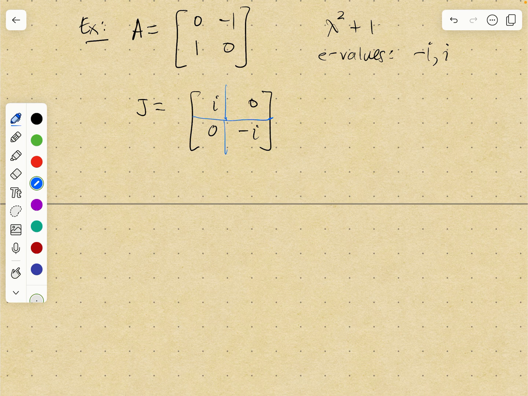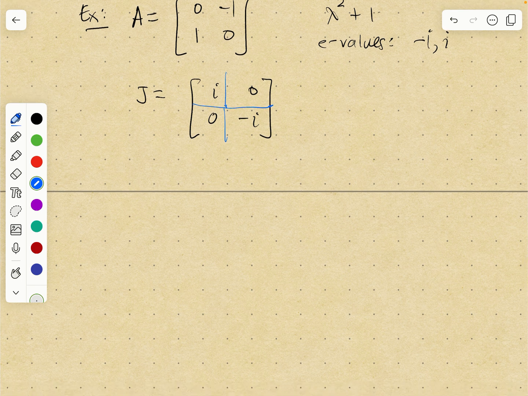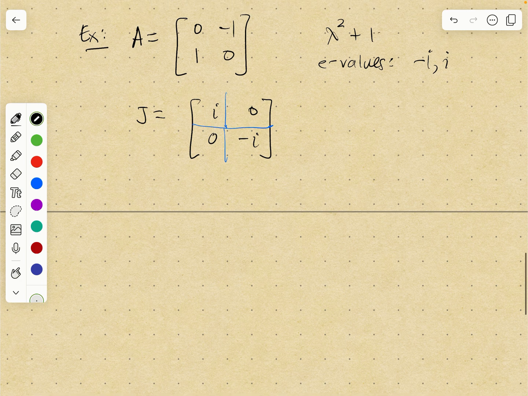Okay, but I didn't define what a Jordan block is. But if you read the statement of the Jordan form and you read about Jordan blocks, you'll see that this matrix has 2 Jordan blocks. Anyway, so that's J, and then what's P? Well, since J is diagonal, P is going to consist of complex eigenvectors. So we have A times V1 is i times V1, A times V2 is negative i times V2.